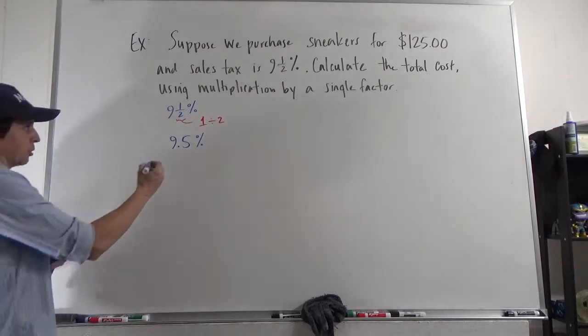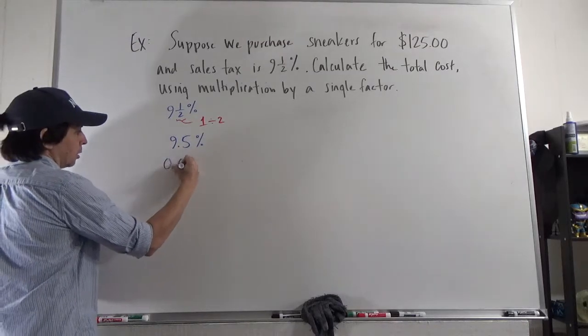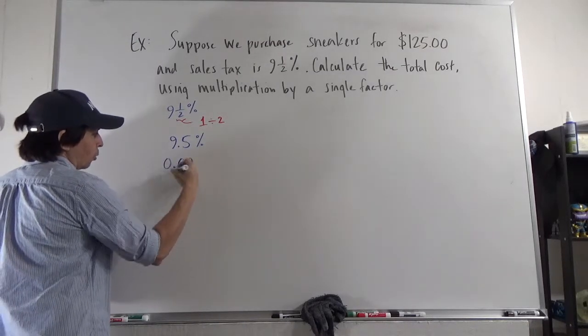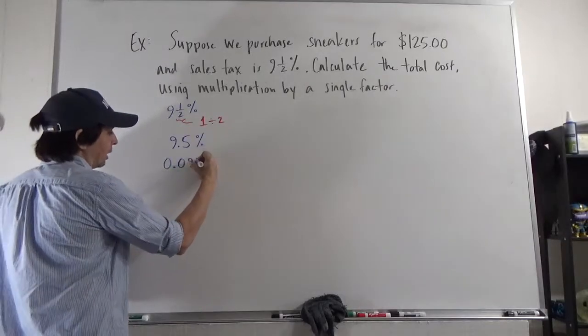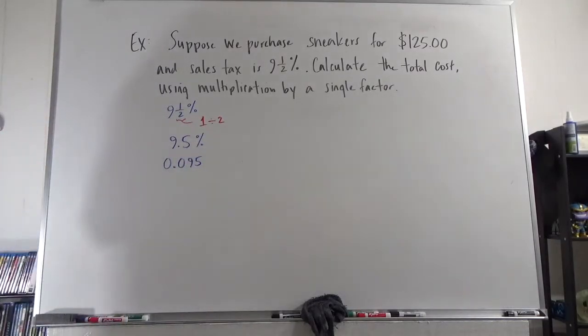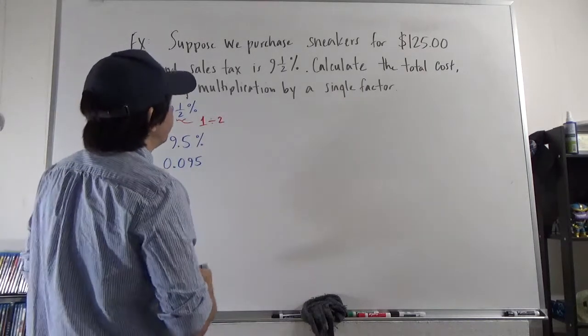Now you're moving it 2 places. 1, 2. You need to add a 0, and it becomes 0.095. That's the decimal form of 9.5%. All right, and we're ready to actually do the computation.